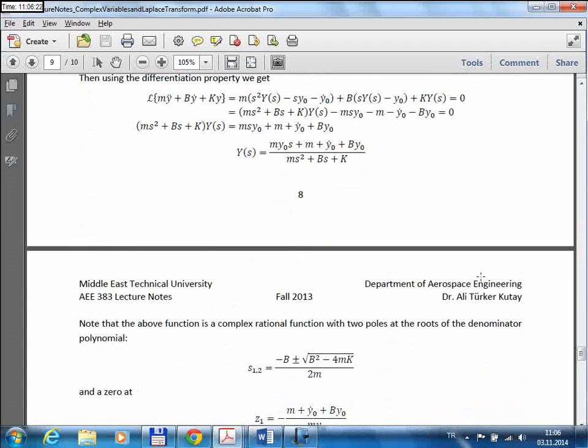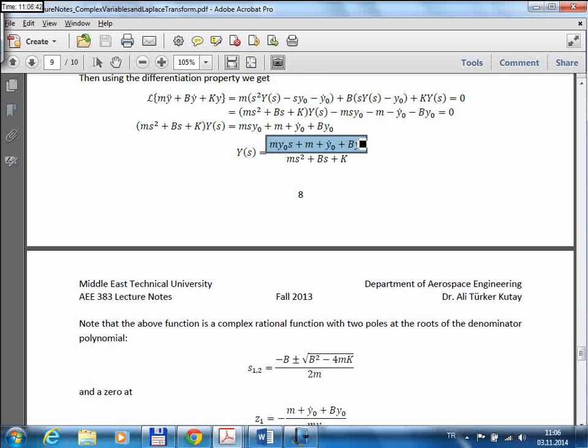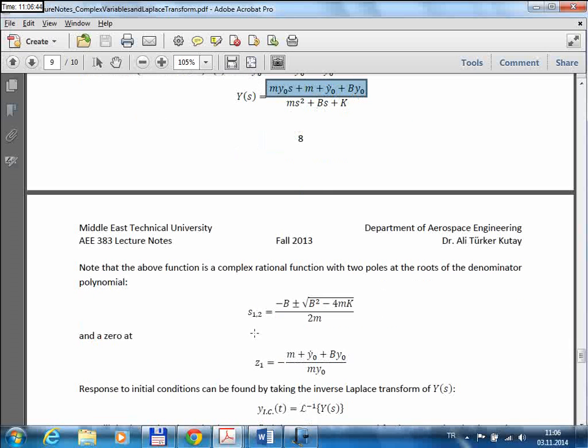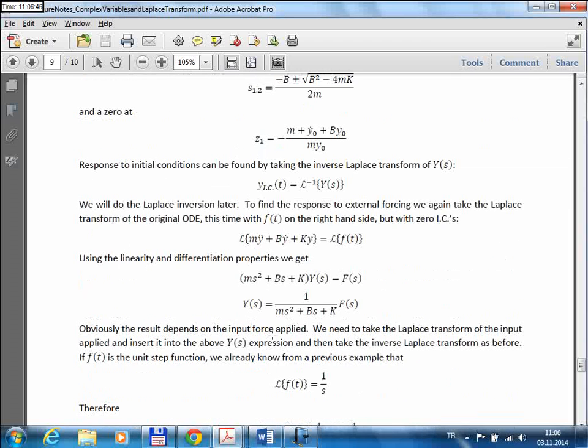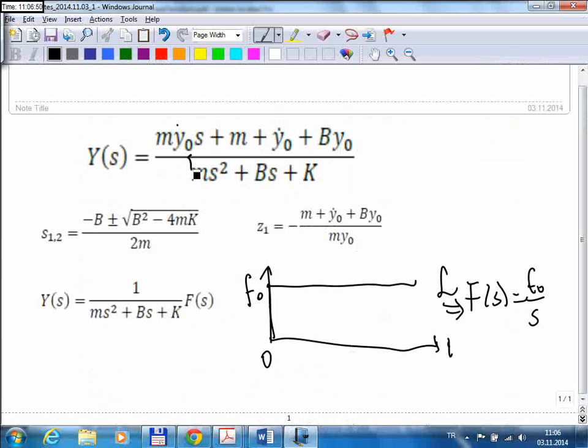So z1 is the number that makes this polynomial 0, right? So you equate this part to 0, and then from there you solve for s. So I hope this is correct. The poles are the roots of the denominator, and zeros are the roots of the numerator polynomial.